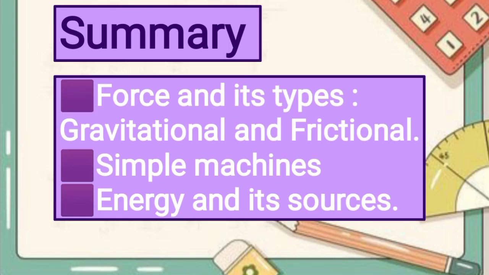So today we have learned about force and its types, gravitational force and frictional force. Then we have learned about simple machines and types of simple machines like lever, pulley, wheel and axle and inclined plane. Then we have learned about energy and its sources like sun, water and wind.